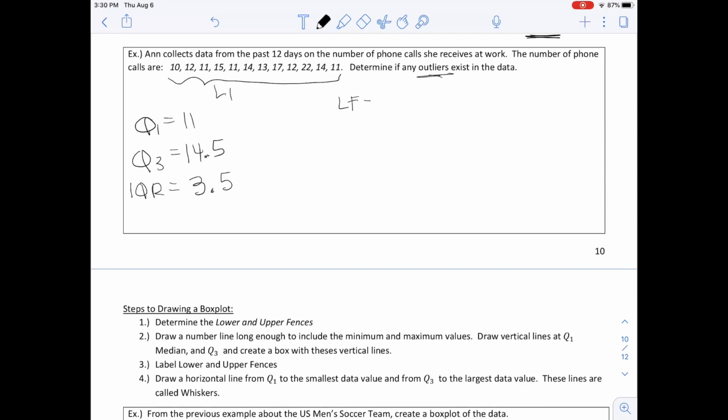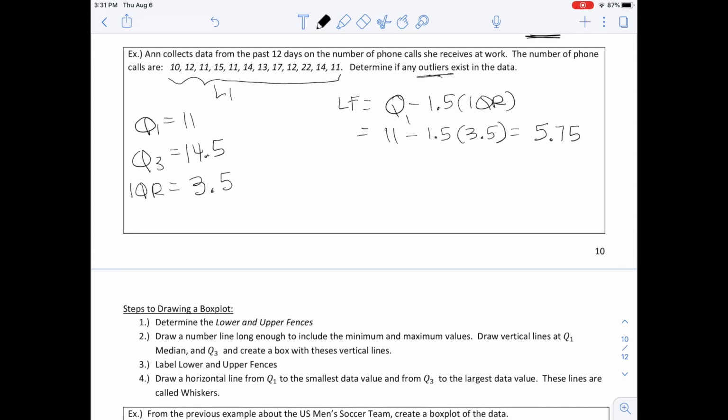For the lower fence, I'm going to go ahead and write LF. And the lower fence is going to be Q1, which is 11, minus 1.5 times our interquartile range. So I'm going to go ahead and substitute in all these values. Q1 is 11 minus 1.5 times our interquartile range, which is 3.5. Working this out on your calculator, we do get our lower fence to be 5.75.